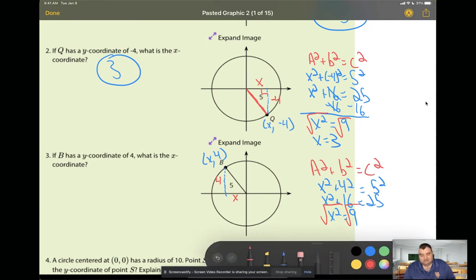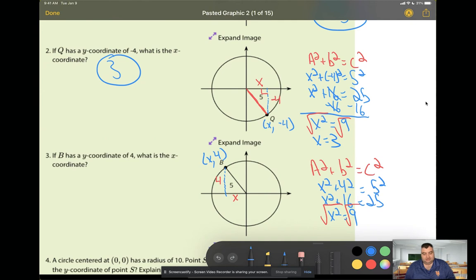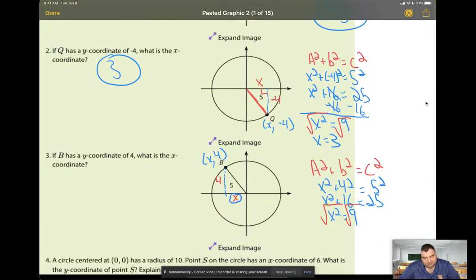I know when I take the square root of a number, the answer can either be positive or negative. The square root of 9 is 3 because 3 times 3 is 9. But the square root of 9 can also be negative 3 because negative 3 times negative 3 is also 9. In this case, notice my x value is going to be to the left of the origin. So in order to get to this point from the origin, I have to move to the left.